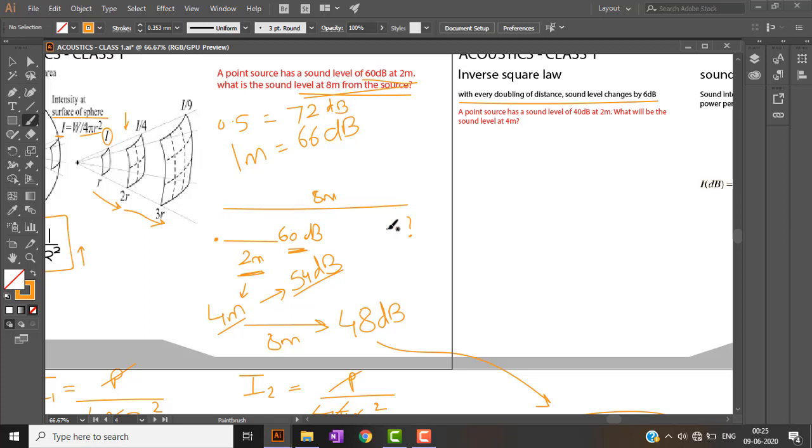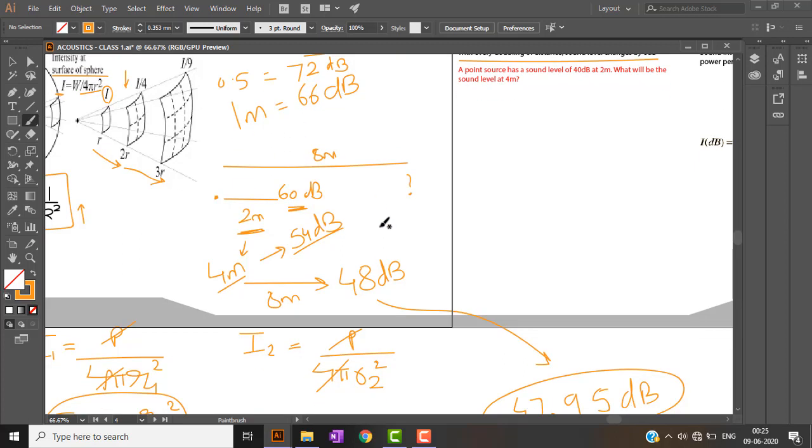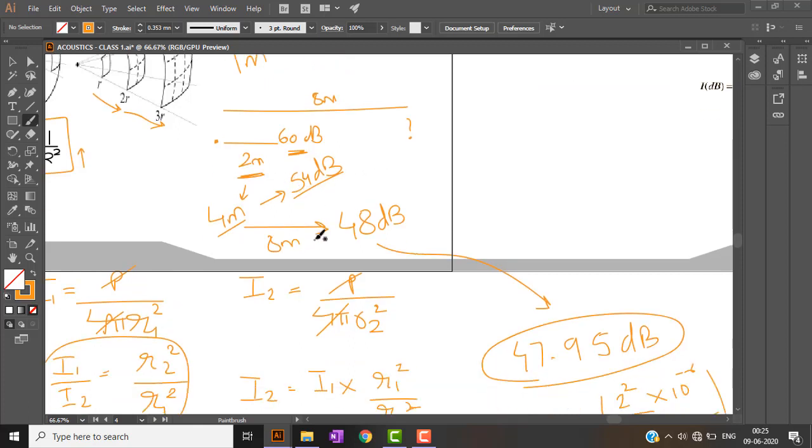So that's the trick. In the exam, suppose the question says to give the answer up to 2 decimal places, which means the examiners are expecting you to give the exact value, which is 47.95. If they have not mentioned anything like up to 2 decimal places or 1 decimal place, you can simply use the inverse square law and get 48 dB.